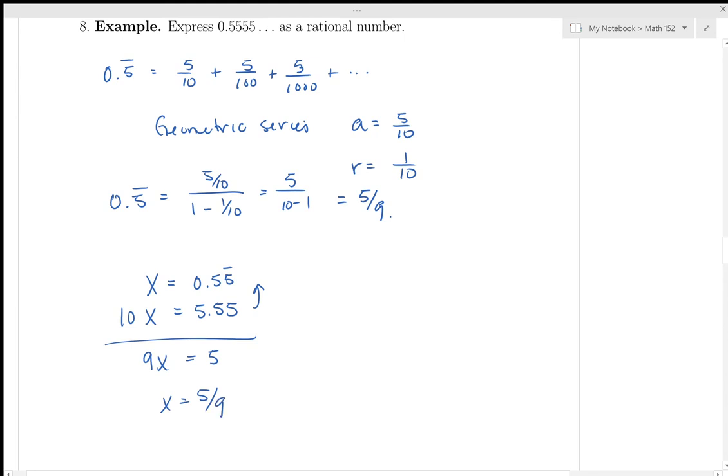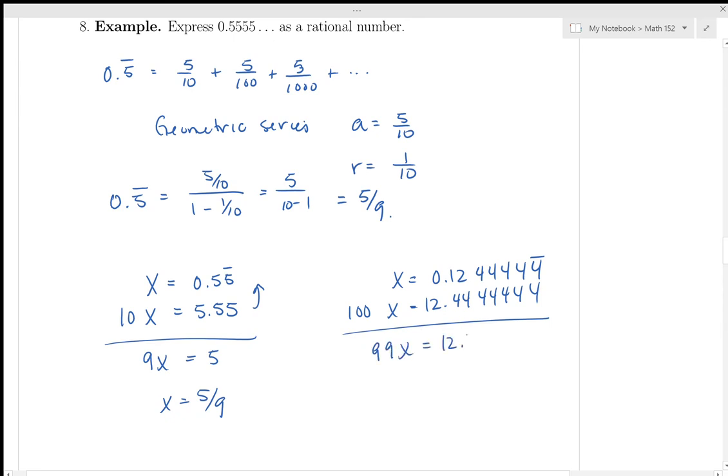Now, this works nicely if you consider something like this. x equals 0.12444..., let me write out a bit more so I make it clear what I'm doing: 1, 2, 4, 4, 4, 4, 4, etc. Keep going. And I ask, what's the fraction with that decimal expansion? Then what I could do is multiply by 100. Let's see what happens if I multiply by 100. 100x will be 12.444444, like that. I will subtract, finding that 99x is equal to 12.32, and that means that x is equal to 12.32 over 99, which is 1232 over 9000. That's quite nice, right?